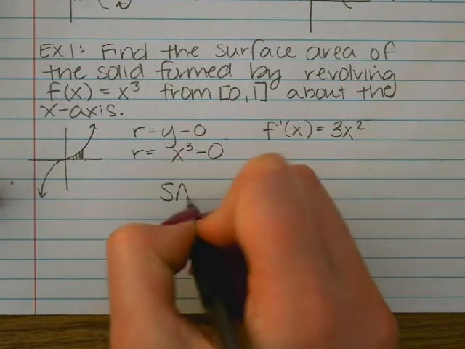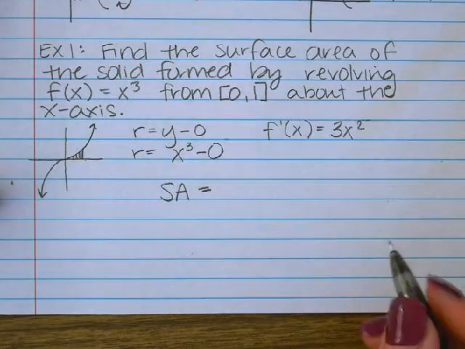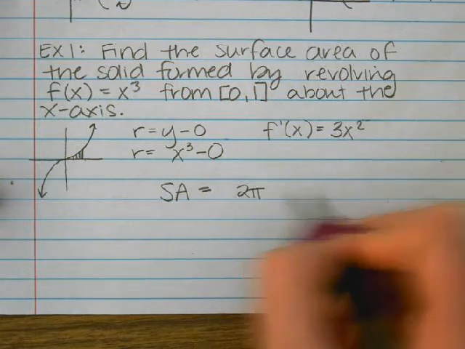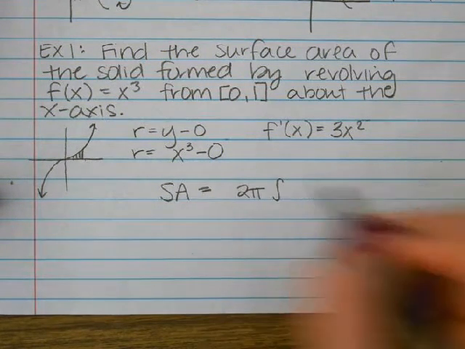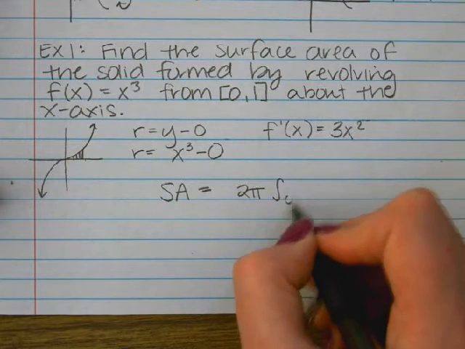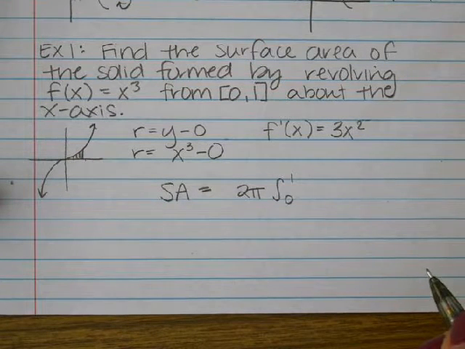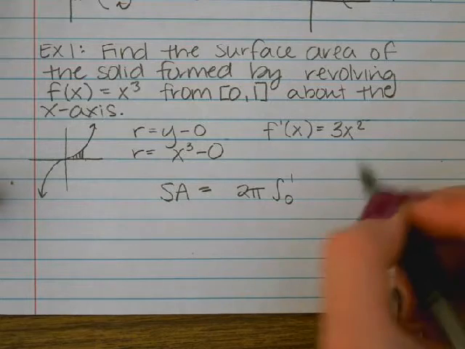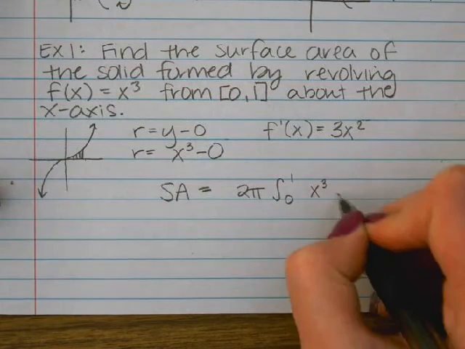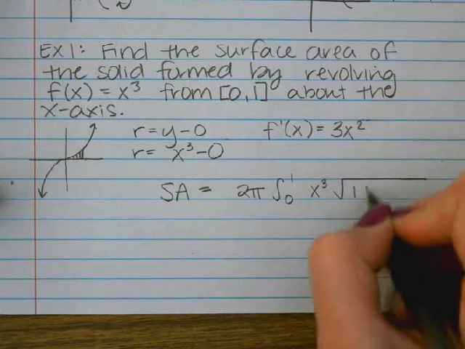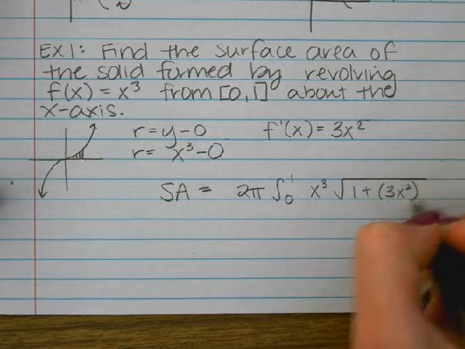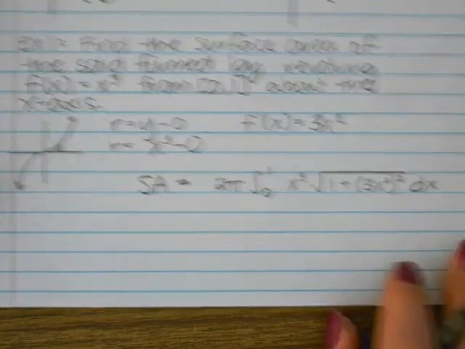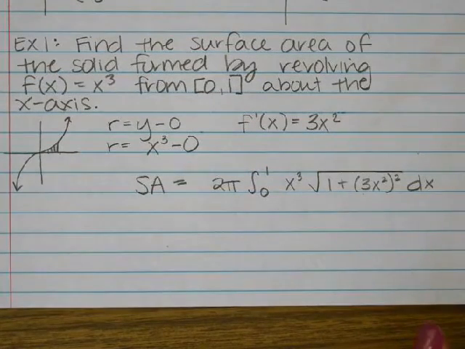So surface area is 2 pi, and we're evaluating the integral from 0 to 1. R equals x cubed. All right, and that is ready to plug into a calculator. So let's plug it in. Let's just make sure that we were typing all our parentheses.